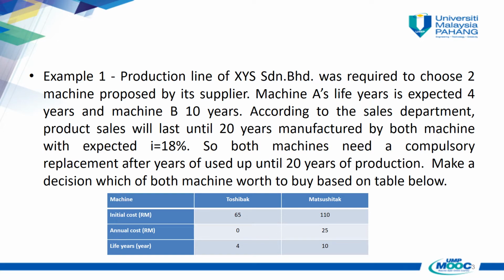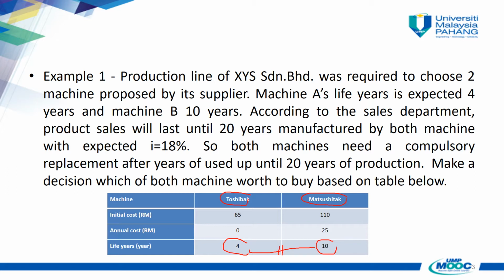Let's see the first example of the present worth method. Production line A of XYS neighborhood was required to choose two machinery. First machinery is Toshiba. Second machinery is Matsushita. Machinery A we expect can be used for 4 years, and machinery B can be used for 10 years. Let's see here, the time duration is not the same, right?